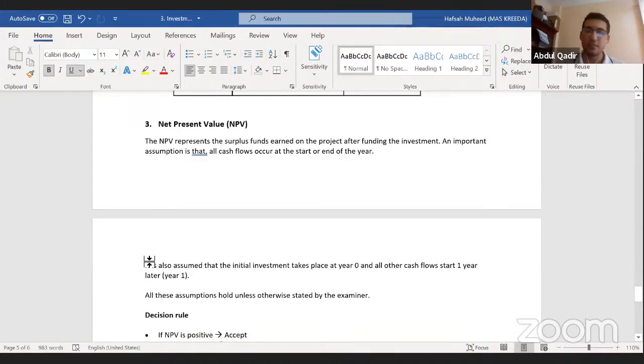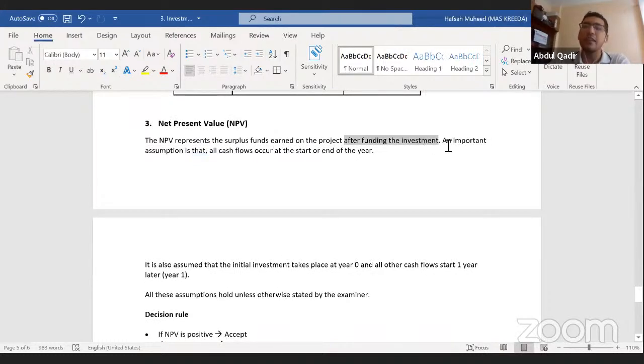The questions are where you really apply and test your knowledge, so I'll just quickly run through this. The NPV represents the surplus funds earned on the project after funding the investment. An important assumption is that all cash flows occur at the start or end of the year. NPV stands for net present value. Whenever the word net comes, it's always deducting something. Like net assets means assets minus liabilities. Even in a biscuit packet it says net weight, which means they deduct the weight of the packet. So net means anything you are deducting.